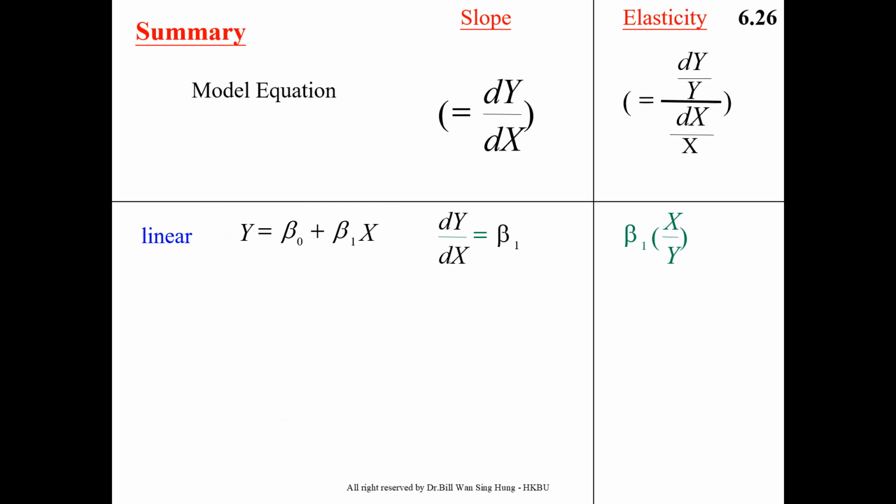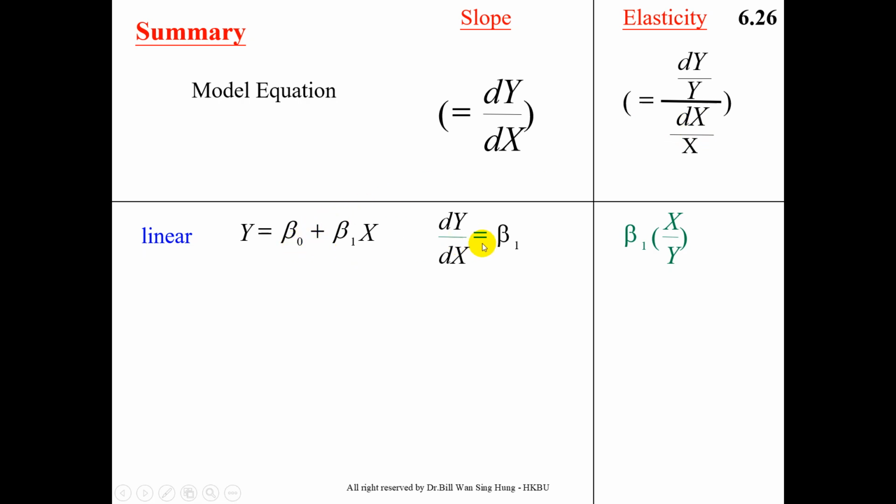Summary: the difference between slope and elasticity. Slope is the absolute change in y divided by the absolute change in x, and elasticity is the proportionate change in y divided by the proportionate change in x.